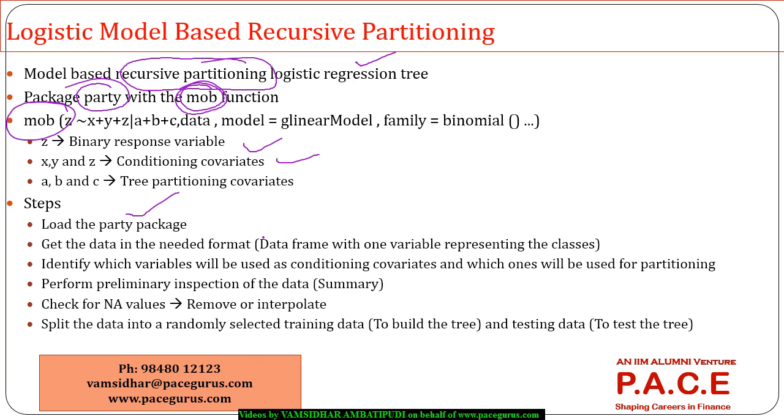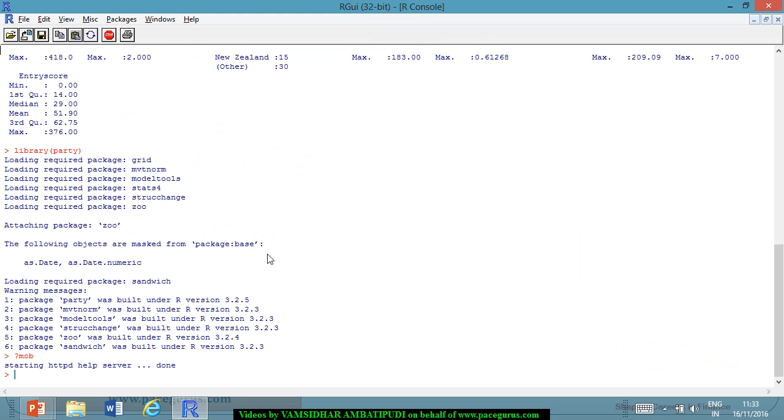Initially, we have loaded the party package. We got the data. We identified which variables will be used as conditioning covariates. Now I will create a formula F. Probably here, because it's a new thing, first of all, I have to break the data into training and testing. But first let me set F, which is the formula that I want to create.